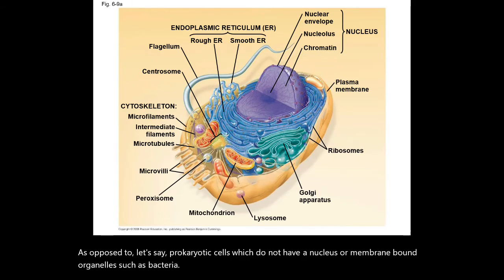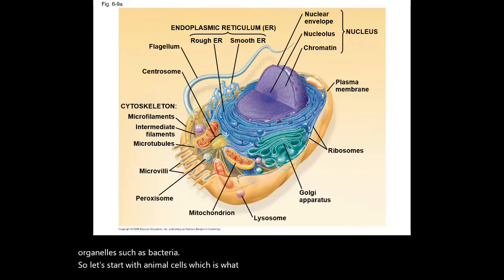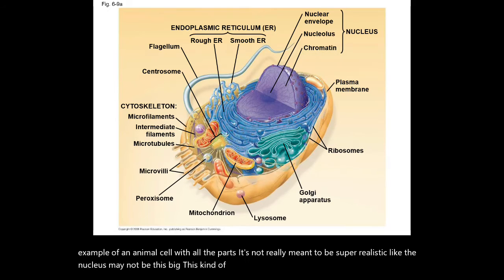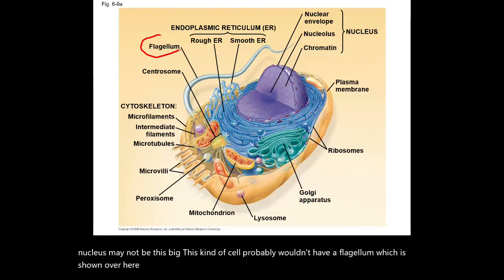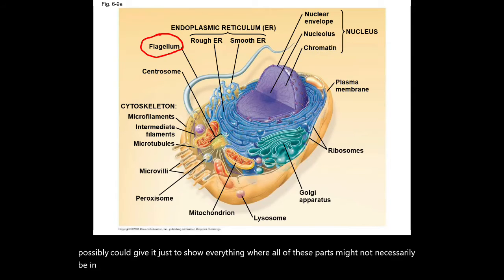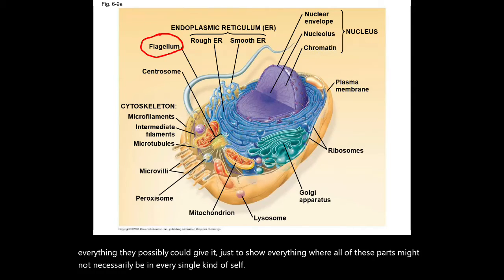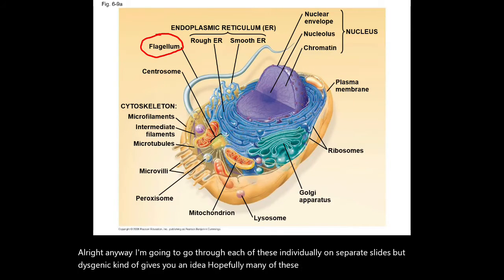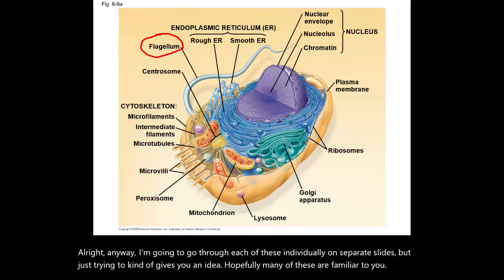So let's start with animal cells, which is what's pictured here. This is sort of a cartoon example of an animal cell with all the parts. It's not really meant to be super realistic, like the nucleus may not be this big. This kind of cell probably wouldn't have a flagellum, which is shown over here. They took a cell here and gave it everything they possibly could, just to show everything, where all of these parts might not necessarily be in every single kind of cell. Anyway, I'm going to go through each of these individually on separate slides, but this gives you an idea. Hopefully many of these are familiar to you from freshman bio.